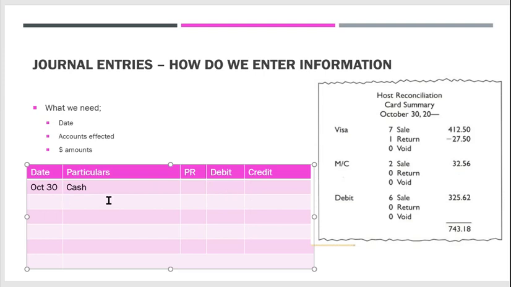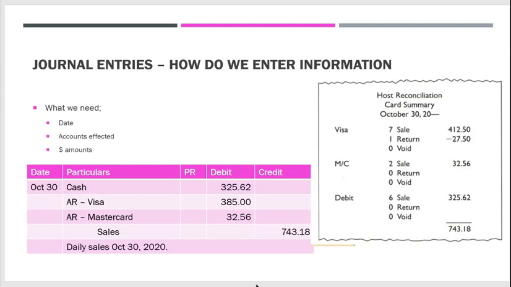The next thing is we are receiving money in the future from Visa. So I'm going to put accounts receivable, Visa, receivable, MasterCard. And altogether, these are sales. I'll record that. When it's all done, the final transaction will look like this. The date, the accounts affected, and the dollar amounts for each one. They total $743.18, which we can see on the sales slip.